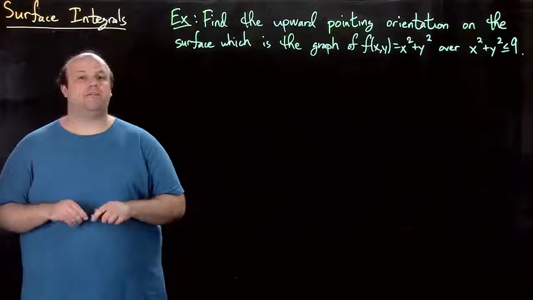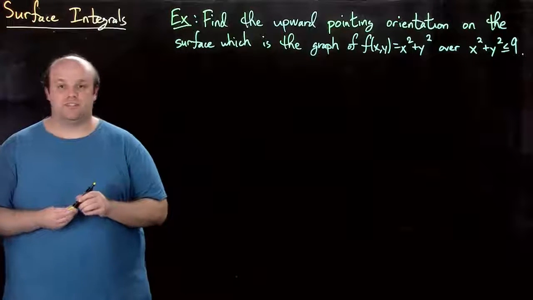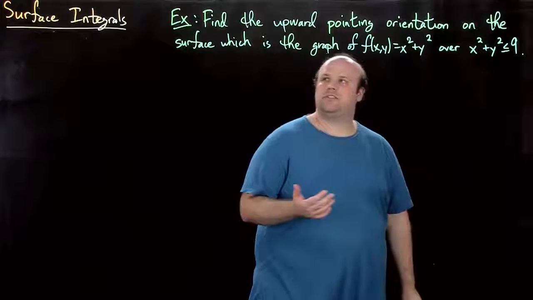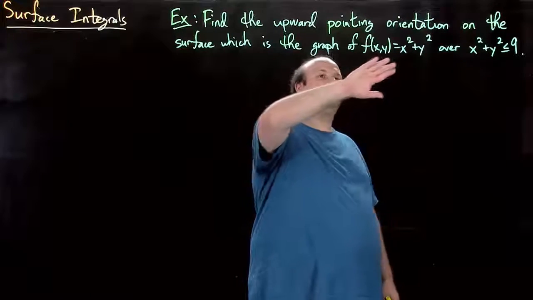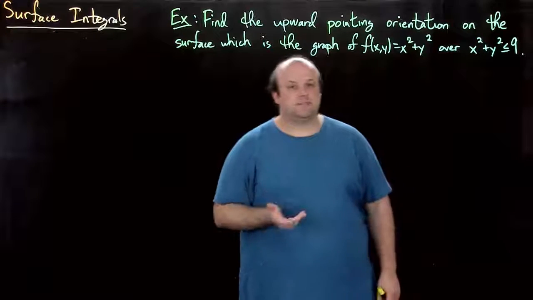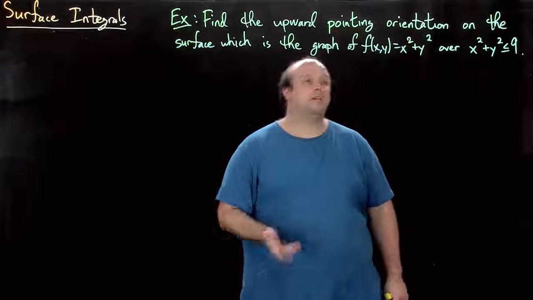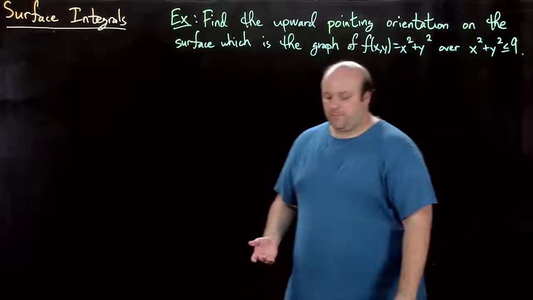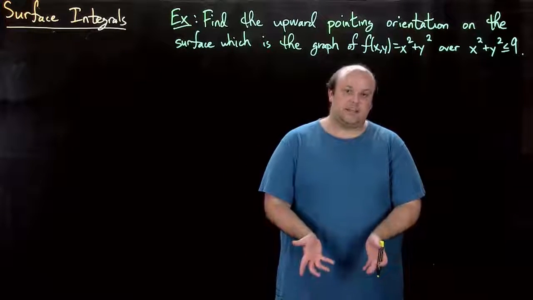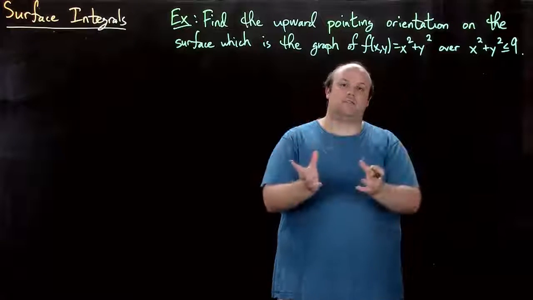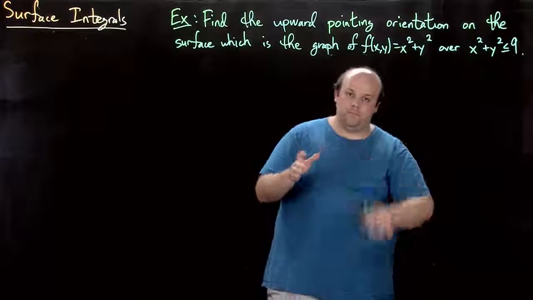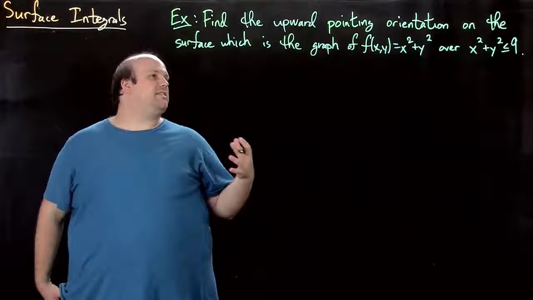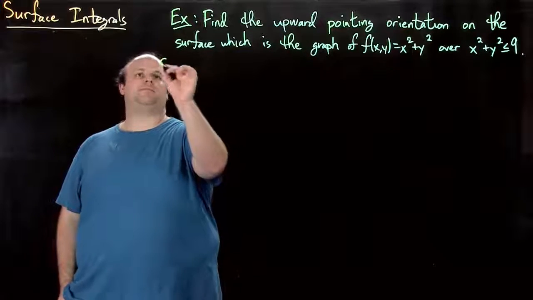Let's do an example now of finding an orientation on a surface. Here we want to find the upward pointing orientation on the surface, which is the graph of f equals x squared plus y squared, which of course is just a paraboloid, over the disk of radius 3. So imagine that disk of radius 3 in the xy plane, and we just want the piece of the paraboloid that sits over that. That's the surface, and we want to give it this upward pointing orientation.